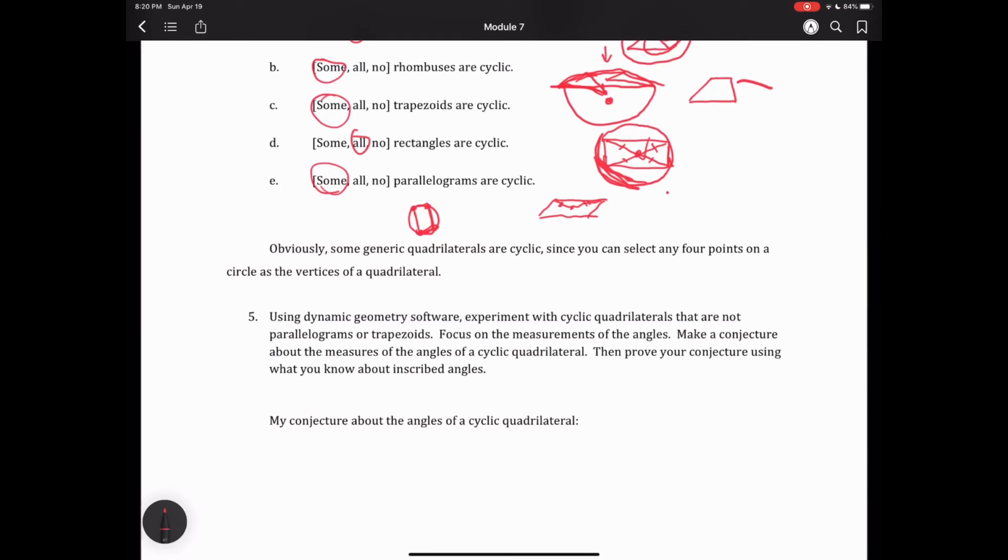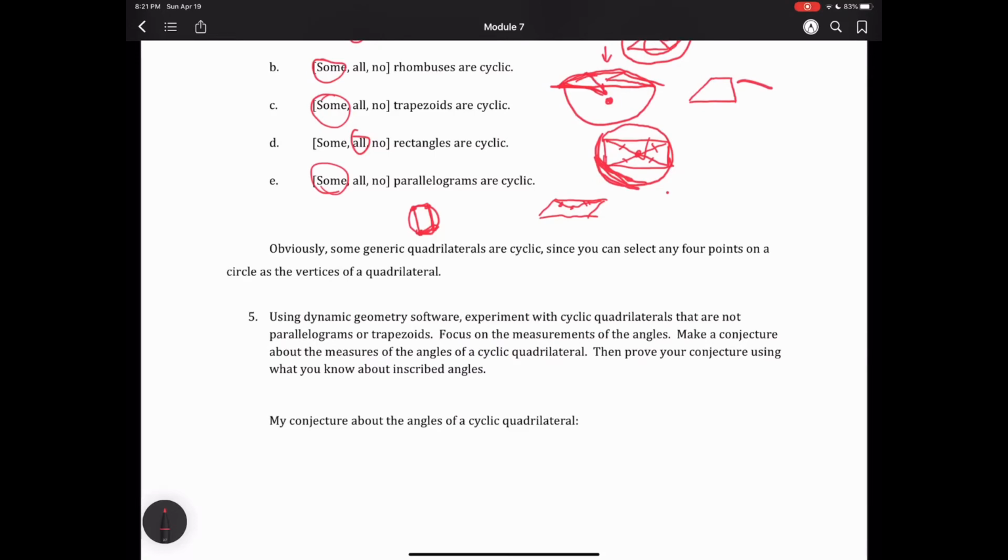So now you're going to get a chance to use that geometry software that I've linked in your Google Classroom and experiment with cyclic quadrilaterals that are not parallelograms or trapezoids and focus on the measure of the angles. Then make a conjecture about the measures of those angles of any cyclic quadrilateral and prove your conjecture using what you know about inscribed angles. So I want you to go ahead and play with that software a little bit and then see if you can come up with a conjecture about all of the angles of a cyclic quadrilateral.